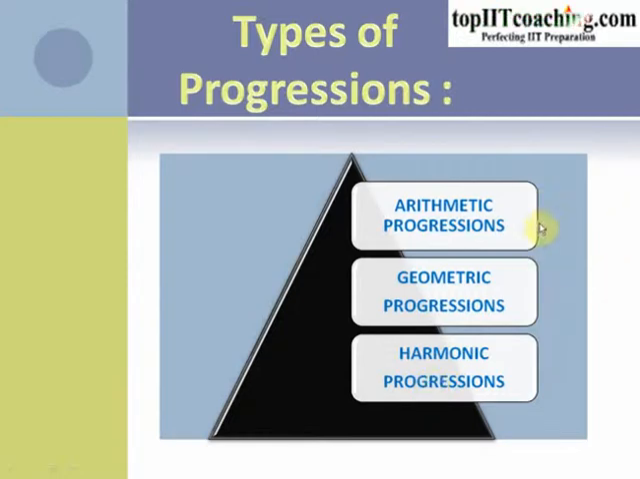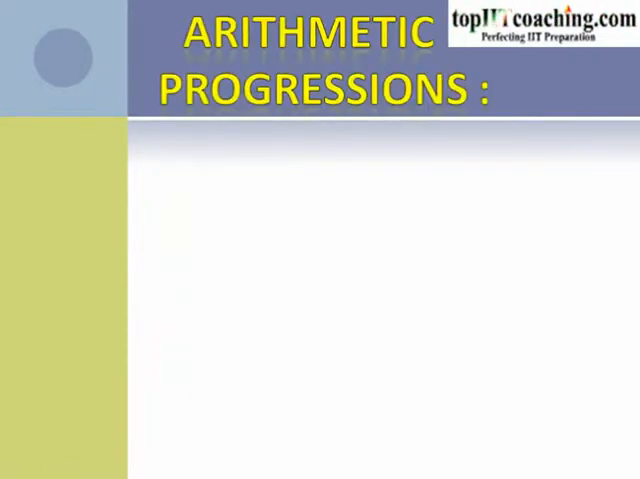So these are the three major types of progressions that we are going to study in this chapter: the arithmetic progressions, the geometric progressions, and the harmonic progressions. One by one we are going to see all these three types of progressions. The first is the arithmetic progressions.